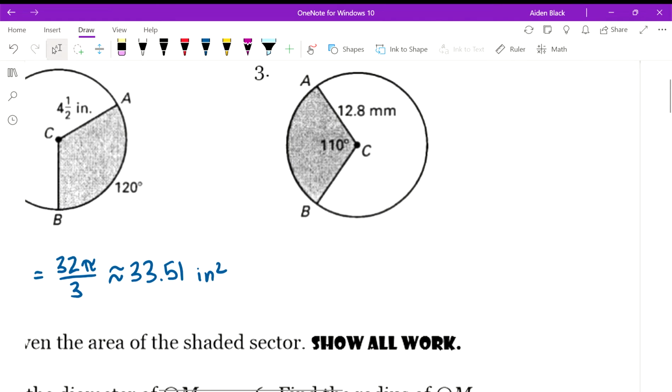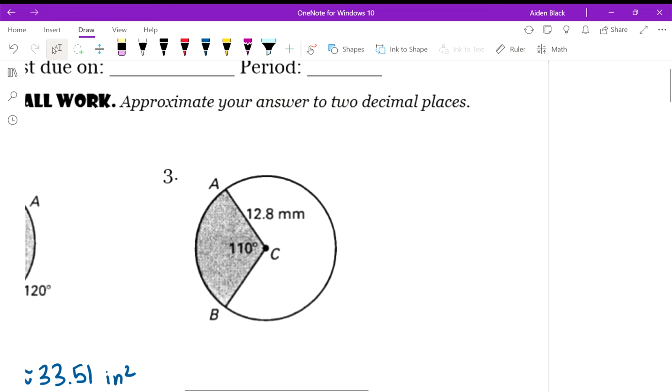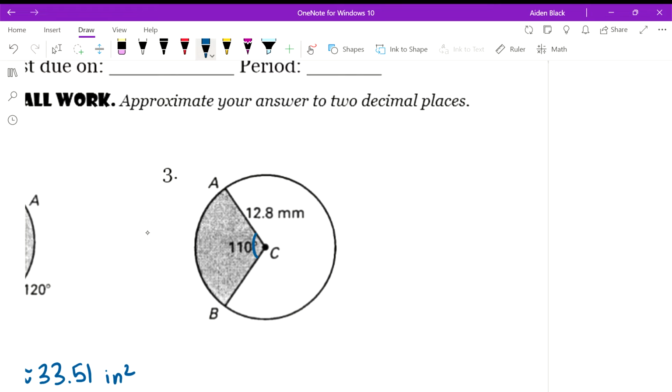Now let's do number 3. So we have some room. Same thing going on here. This is 110 degrees. So we're going to use the proportion of that section of the circle, specifically this sector, to the entire circle. And we'll multiply that by the area.